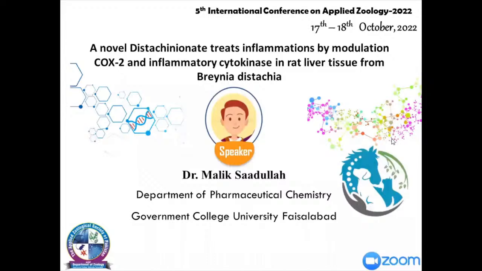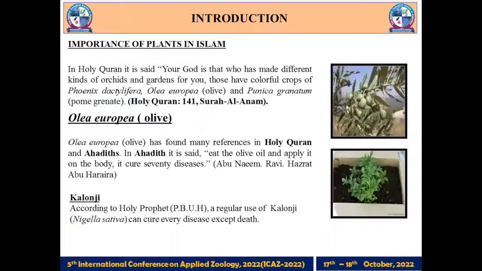Bismillahirrahmanirrahim. A novel distachionate treats inflammations by modulation of COX-2 and inflammatory cytokines in rat liver tissue from Brinia distachia. First of all, introduction. Importance of plants in Islam. In Holy Quran, it is said, "Your God is that who has made different kinds of orchards and gardens for you. Those have colorful crops of Phoenix dactylifera, Olea europaea, and Punica granatum." Olea europaea, that is olive, has found many references in Holy Quran and Hadith.